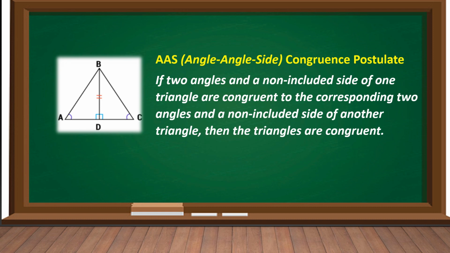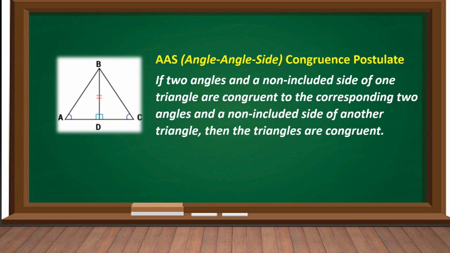another angle A congruent to angle C. Of the two angles of each triangle, we have the non-included side, which is side BD for angle ABD and also side BD for angle DBC.